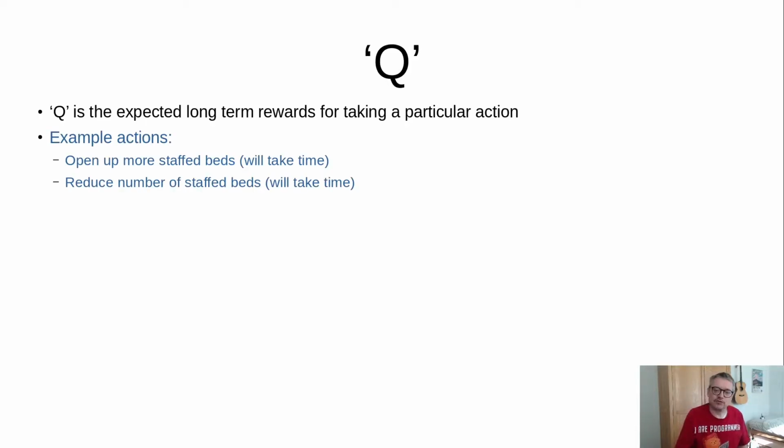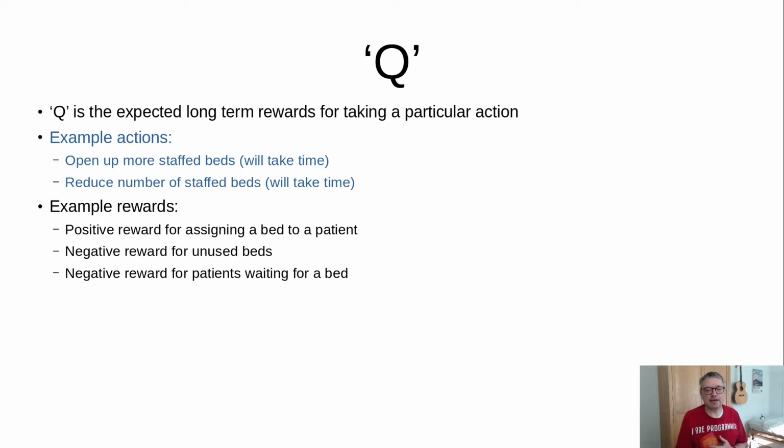Example actions would be, well, we might open up more staffed beds in our hospital, though that may take time, or we might reduce the number of staffed beds in the hospital, and that will also take time to implement. Our example rewards could be, well, we have a positive reward whenever we assign a bed to a patient. That's good, isn't it? But we've got negative rewards for unused beds because our accountant's getting grumpy about that, and we have a negative reward if you ever have a patient waiting for a bed because your doctors get grumpy about that.